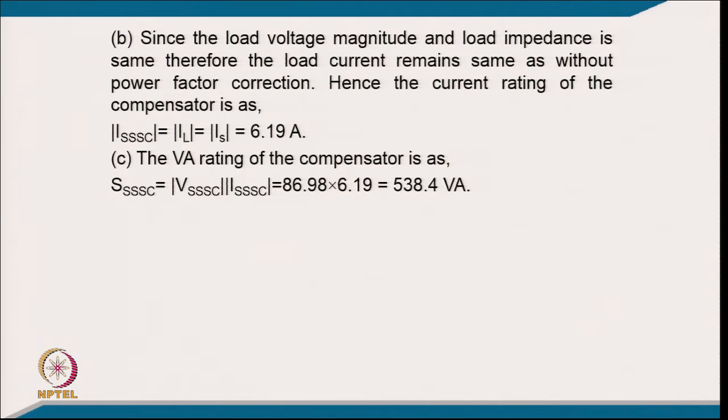Since the load voltage magnitude and load impedance are the same, the load current remains the same as without the power factor correction. Hence the current rating of the compensator is the same, but the voltage rating of the compensator, as we calculated, multiplied gives a 538.4 VA rating. So, this non-unity power factor load is realized as a unity power factor load at the supply by injecting an appropriate voltage while still maintaining the same load voltage.